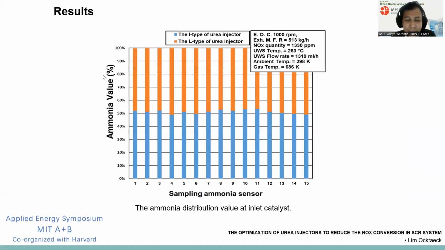This is the sampling of ammonia values using this sensor, where we can see that the quantity of ammonia is better with the I-type than the L-type. But this is a short period. If we use a long-term period, I think the I-type will be even better. We cannot show you now, but in the next or future research we will compare the I-type and L-type over a long period.